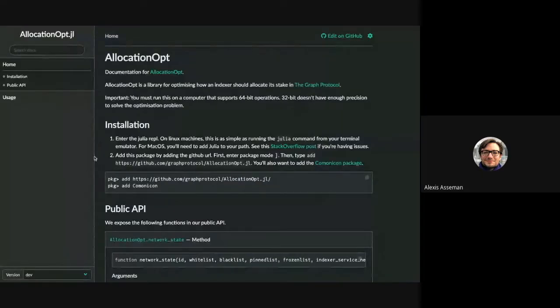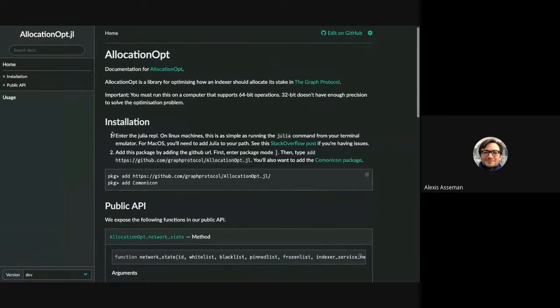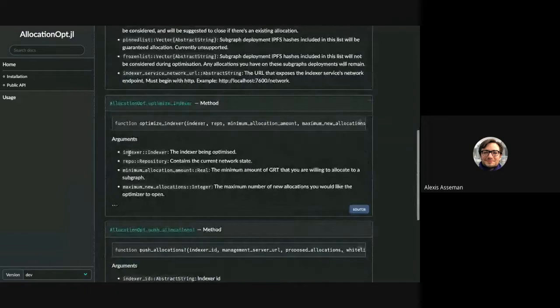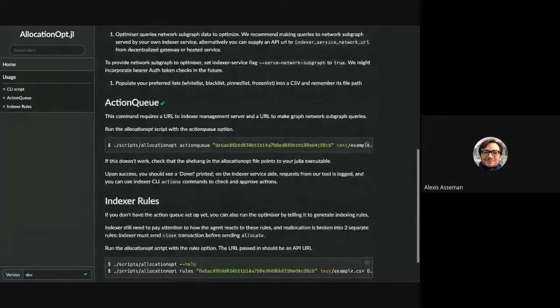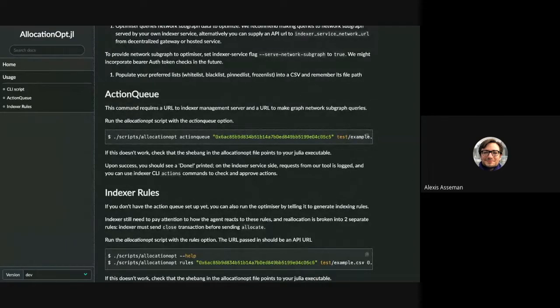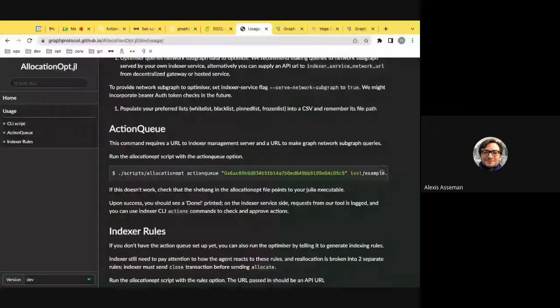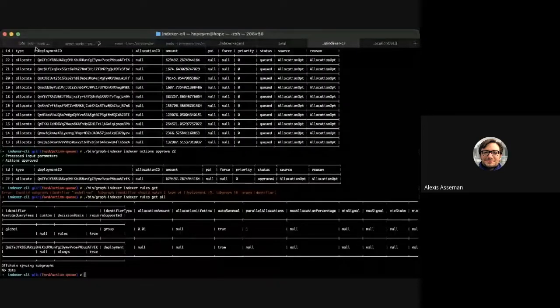For the documentation here, you can see that there are installation steps, then the public API, and then parameters. There is also the usage that goes into the CLI script. What we want to show today is the action queue. So in cooperation with what Forge was showing earlier, we can do a pretty quick demo on that one. I think I need to stop sharing this, and then we can jump into the terminal here. Cool. Ideally, you also have a PFS node, graph node, indexer service, and indexer agent running, and then you can also try to get the action queue to work.